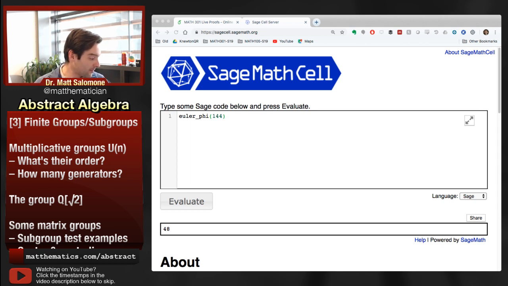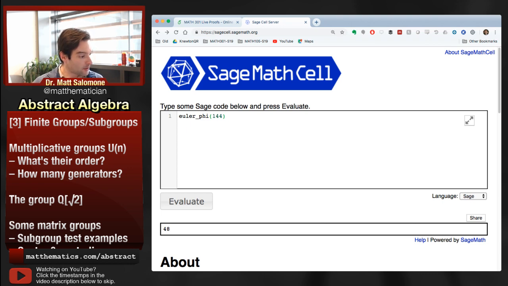That would mean that the group U144 would have 48 elements in it. So we may end up using some technological tools like these increasingly as we go throughout the semester, just when there are things like tricky number theory that we don't want to get in the way of our understanding what's going on with the abstract algebra. That's just a little tip for a way that you can use Sage to streamline your life a little bit here.